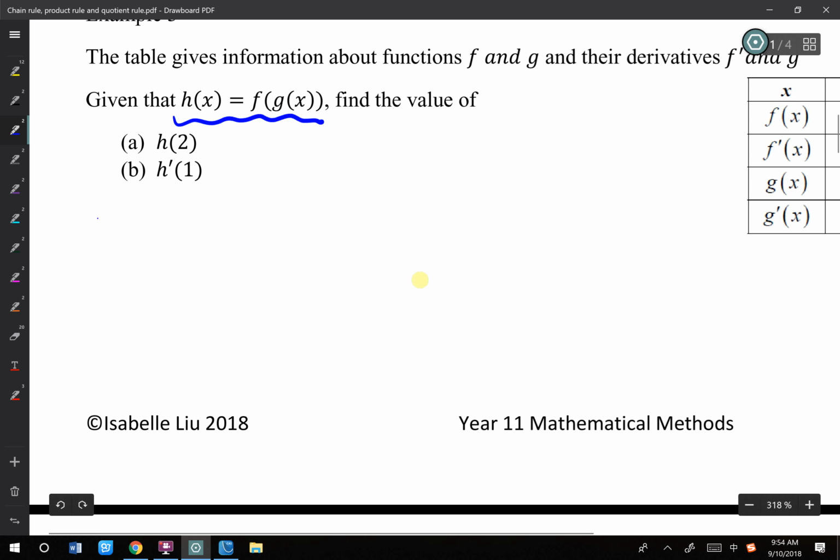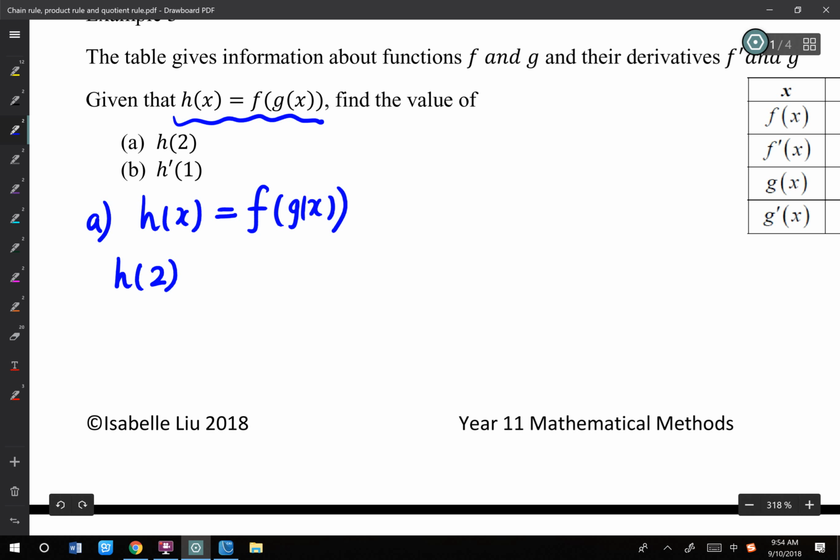Let's have a think about the easy one. For A, I want to find h(2). First of all, what is h(x)? h(x) given to us is f of g(x). So what is h(2)? h(2) is f of g(2).